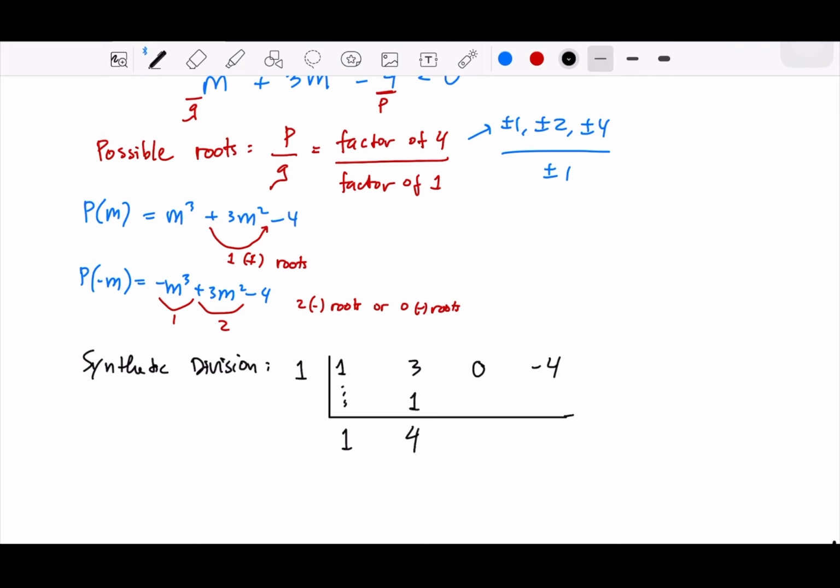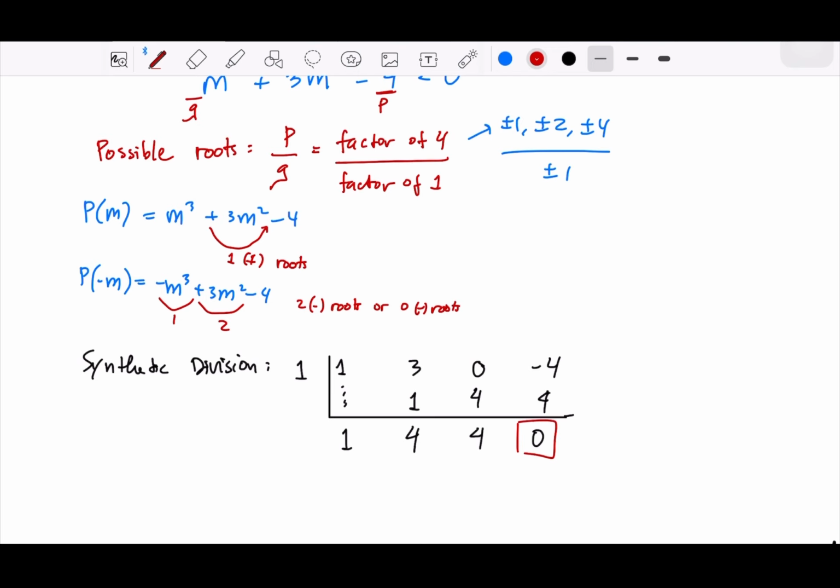This is 4. 4 multiplied by 1 is 4, so 4 here, 4. Oh, I think we get the first zeros, or the first roots. So if this is 0, then 1 is our root. Okay? So this is the positive root that we have.